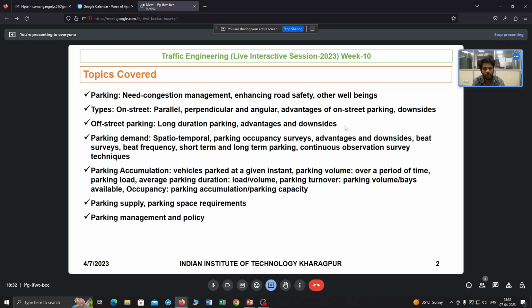Another type of survey is called a bit survey, which is more detailed, and it is a more popular technique than the parking occupancy survey. In this kind of bit survey, what we usually do is take a duration like 5 minutes, 10 minutes or 15 minutes, and we go and check what the type of vehicle is at what time period.